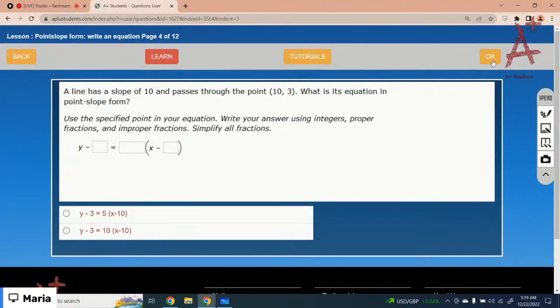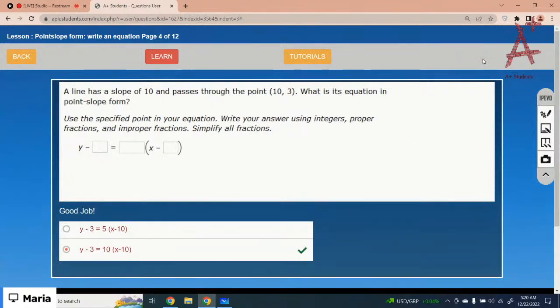Okay, a line has a slope of 10 and passes through the point (10, 3). What is its equation in point slope form? So which of the options is the correct one? Option 1 or option 2? Option number 2 is the correct one. Got it? Just select the correct option, then click on the OK button.